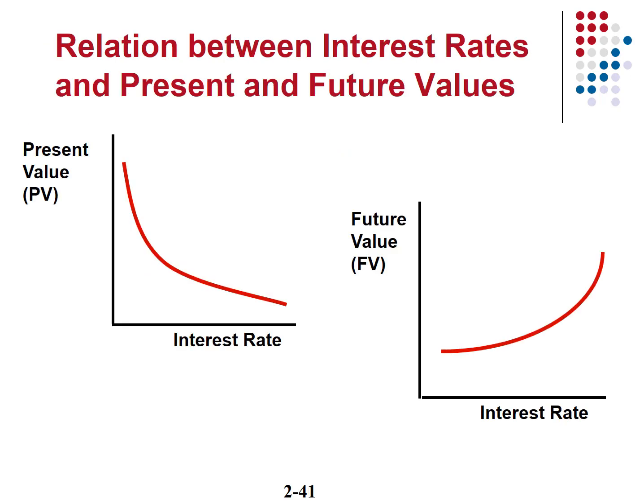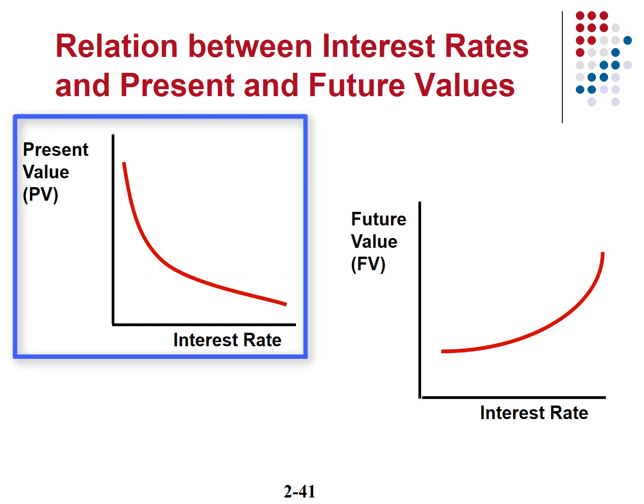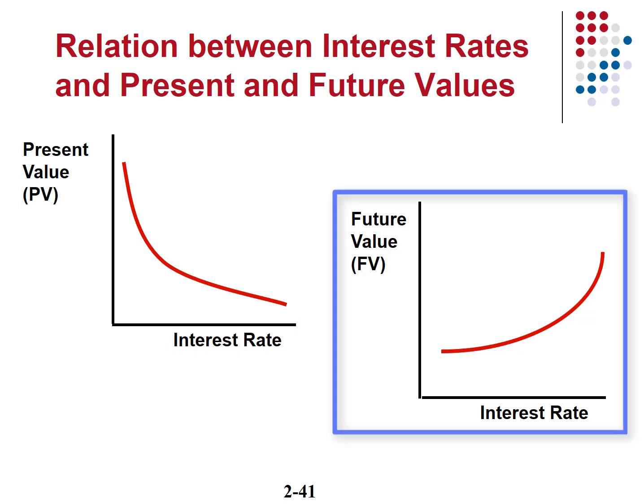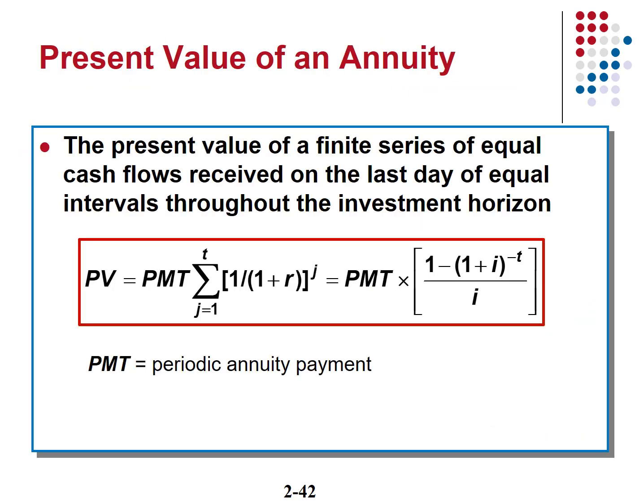These two graphs illustrate the relationship between present value and interest rates and future value and interest rates. No surprise, present value is discounting, dividing, so as the interest rate increases, the present value goes down. Future value is compounding, multiplying, so as the interest rate increases, so does the future value.